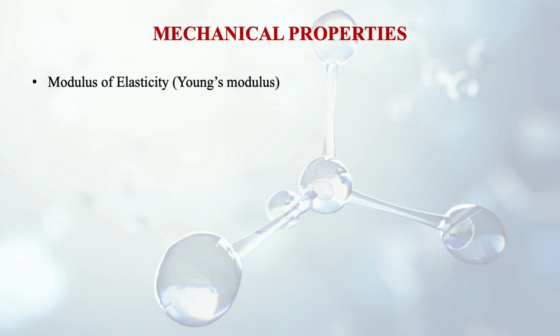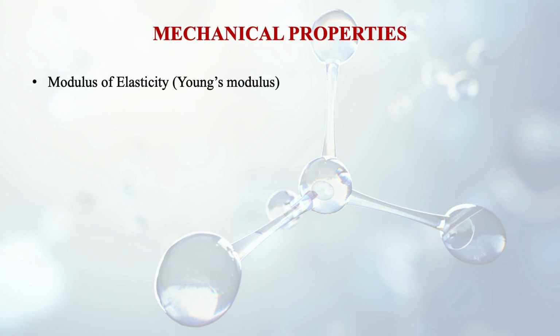Now we start discussing different kinds of properties which we get from the simple tension test, the mechanical properties. The first one is the modulus of elasticity, also known as the Young's modulus. Mathematically it is given by force upon area divided by the strain, meaning delta L by L.